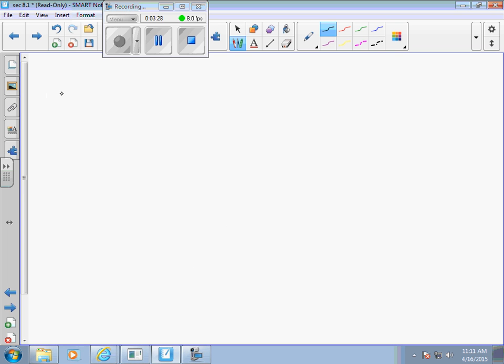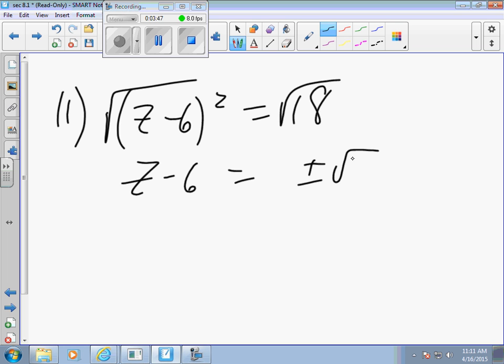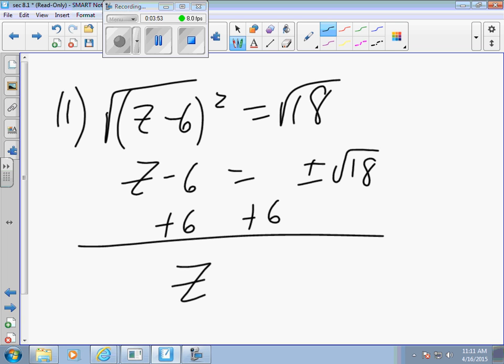Number 11. We have z minus 6 squared equals 18. In this case, because it's in a parenthesis, we're going to square root both sides. When we square root both sides, we get plus or minus the square root of 18. Add the 6, add the 6. I get z equals 6 plus or minus.